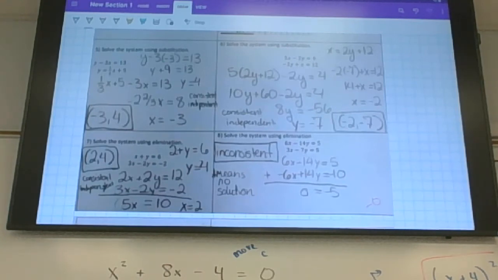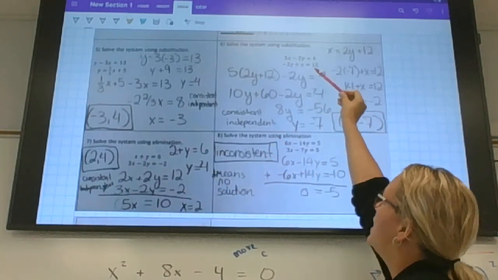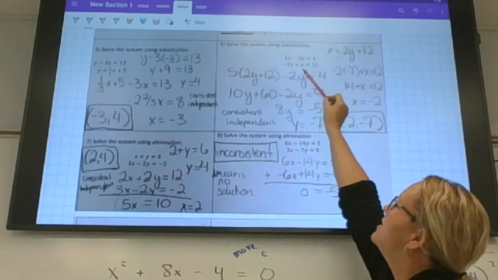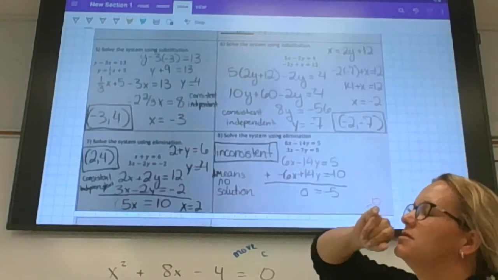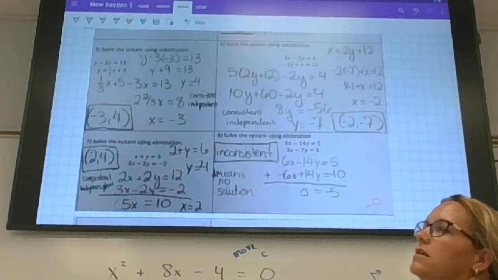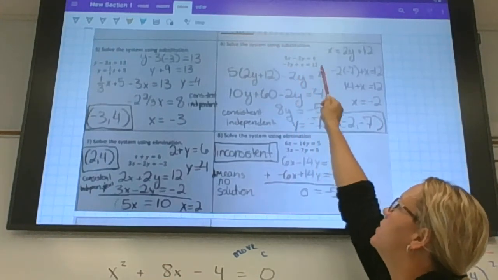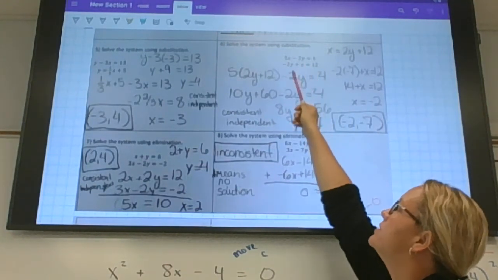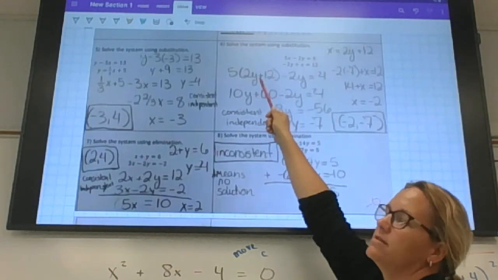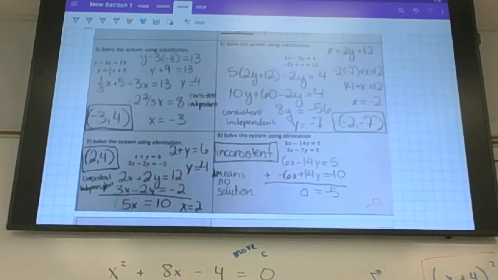Who's got a question on 5, 6, 7, or 8? 6. Okay, so what you're trying to do is have opposites. Well, these are in the wrong order. Oh, substitution. Your first step is to add 2y over here, plus 2y over here. And then you have x equals. And then you take that expression and you plug it in for x right next to the 5. Do it on a different paper.